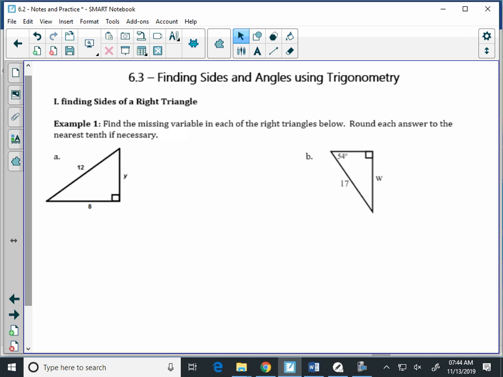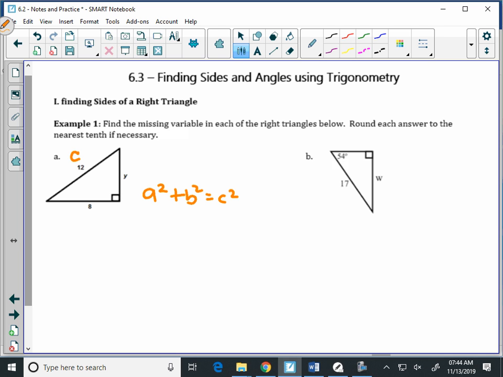The missing side in a right triangle, what can we use? Pythagorean theorem, right? A squared plus b squared equals c squared. Which one has to be our c? The hypotenuse, the one across from the 90, the long side. Does it matter which ones are A and B? No, I'll make that A, make that B, that doesn't matter.